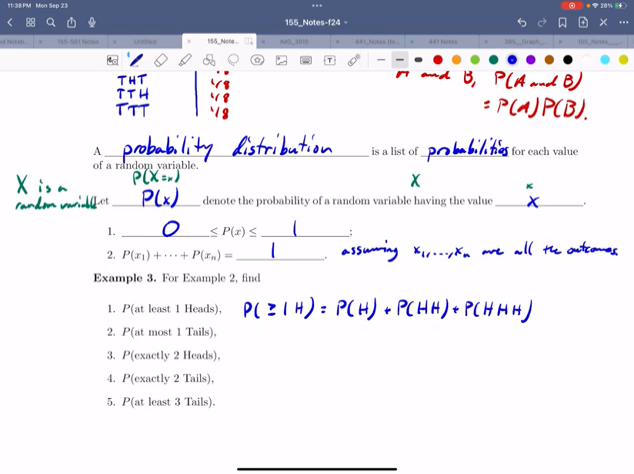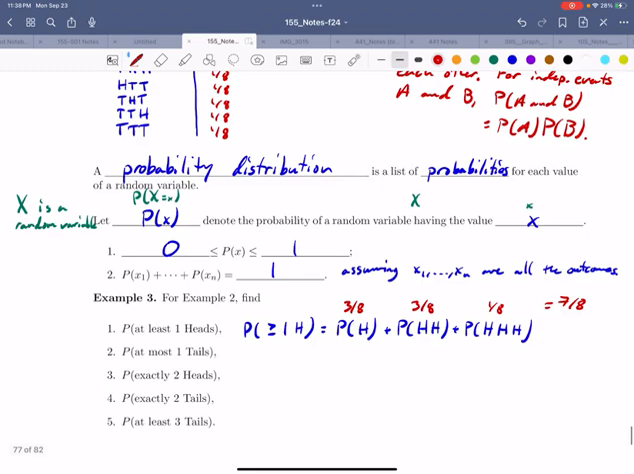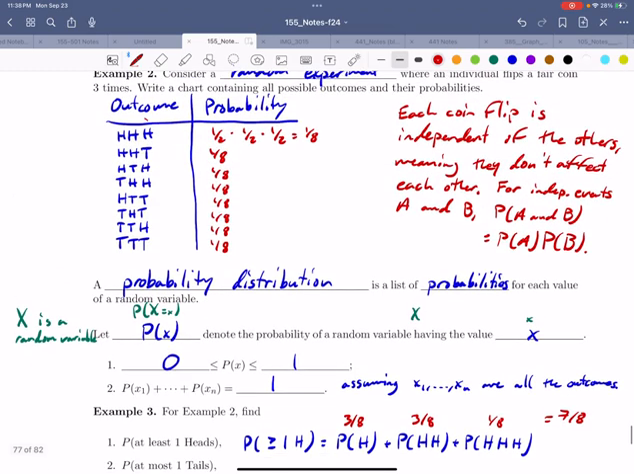But what's the probability of getting one head? Well, we can just look at them. Probability of getting one head is 3 out of 8. Probability of getting two heads is 3 out of 8. And the probability of getting three heads is 1 out of 8. Now, we could have just looked and said, how many of these events have at least one head? And that's just 7. Maybe that would have been easier.